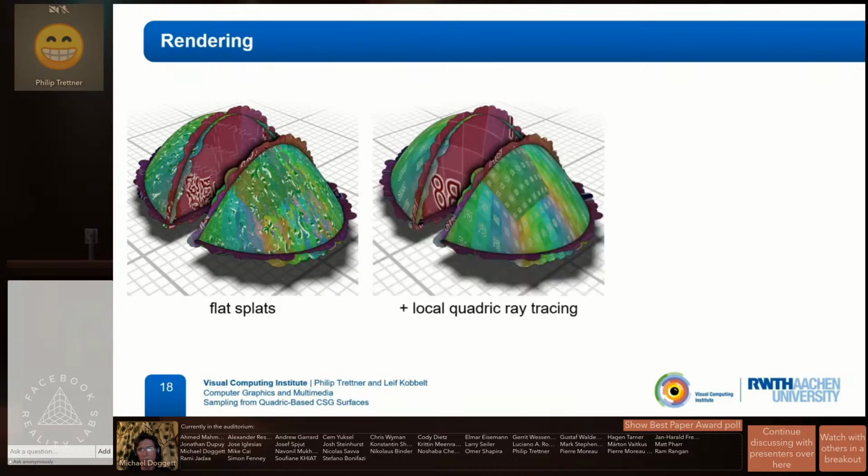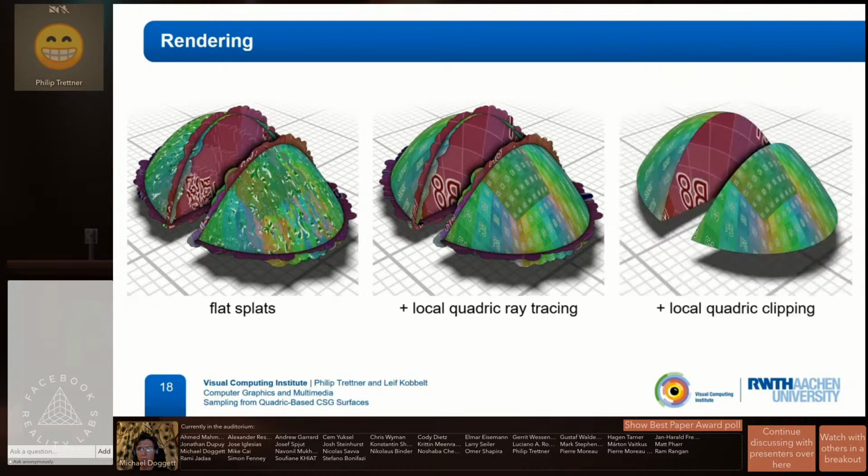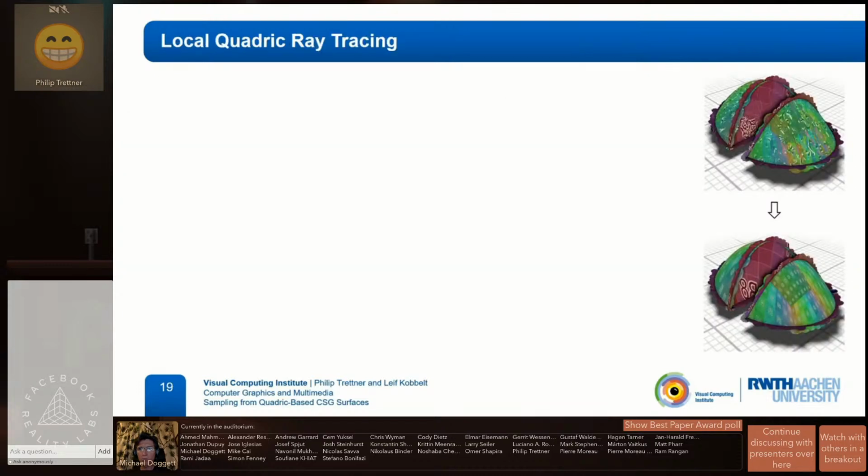So the first thing we introduce is a local quadric ray tracing procedure where we reproject each splat in the fragment shader onto its generating quadric surface. This results in a smooth surface appearance, but we still get artifacts when multiple quadrics interact, where we get these seams or overhangs. And we fix that by employing a local quadric clipping procedure. So let's start with the ray tracing.